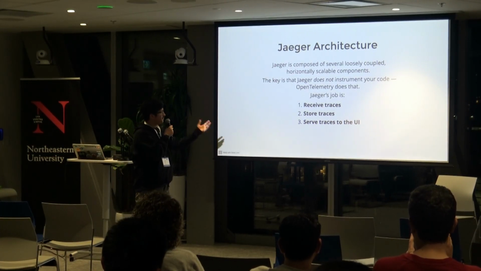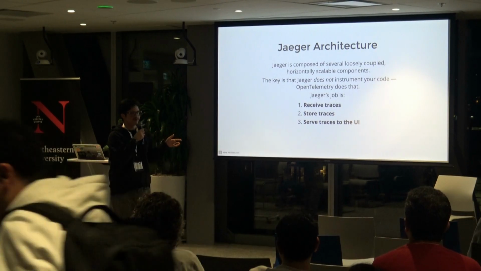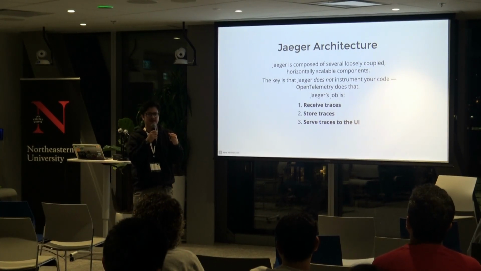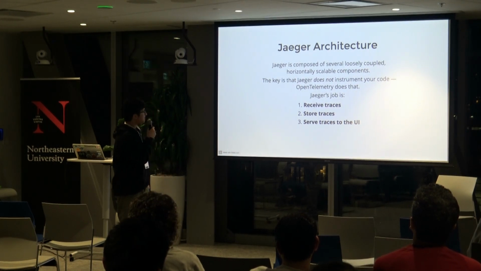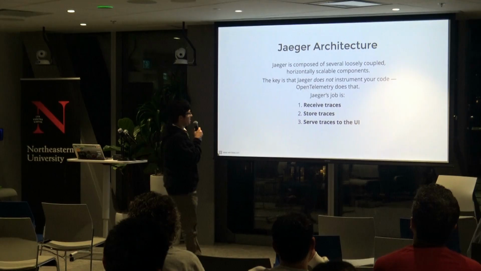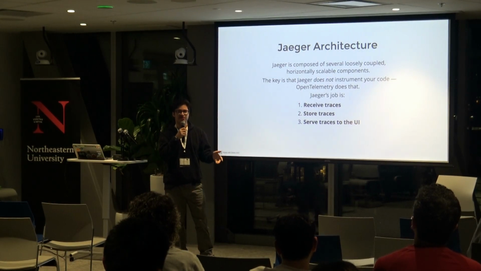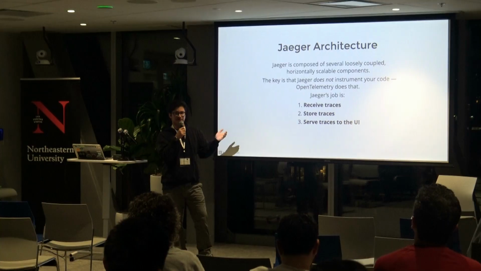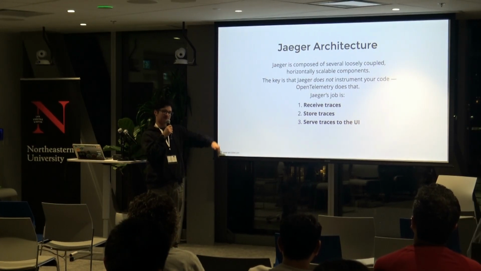And Jaeger does not instrument your code. This is really important. Jaeger is just the backend. It's just storing your data and then displaying it to you in a really nice way. So the job for Jaeger is to receive traces and store them somewhere. In this case, we're using a Cassandra backend. So there's a database that Jaeger is connecting to, and every time it receives a trace, it pushes it to that database.